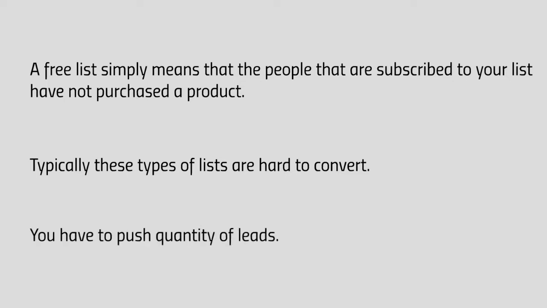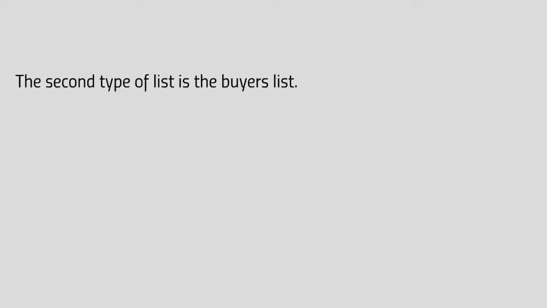So in this case, you have to push quantity of lists. Instead of focusing on quality and conversions, you really have to focus on numbers. So it's a numbers game. So instead of having a list of, let's say, 100 buyers, you have to have a list of 1,000 or a couple thousand. Now, the second type of list is a buyer's list.